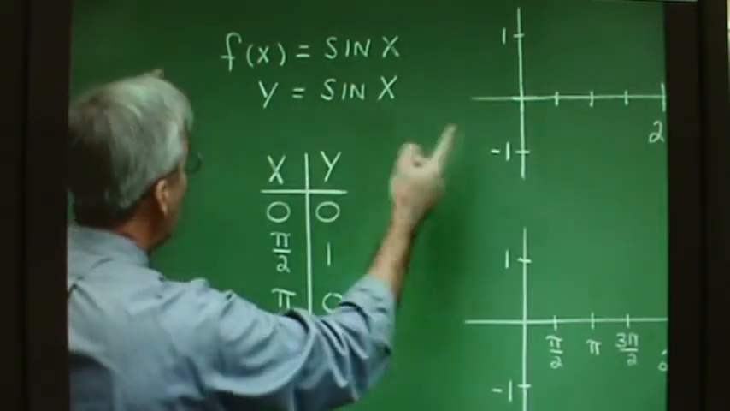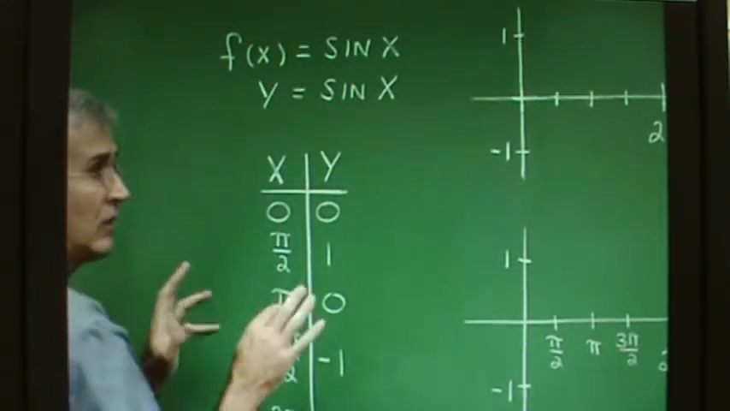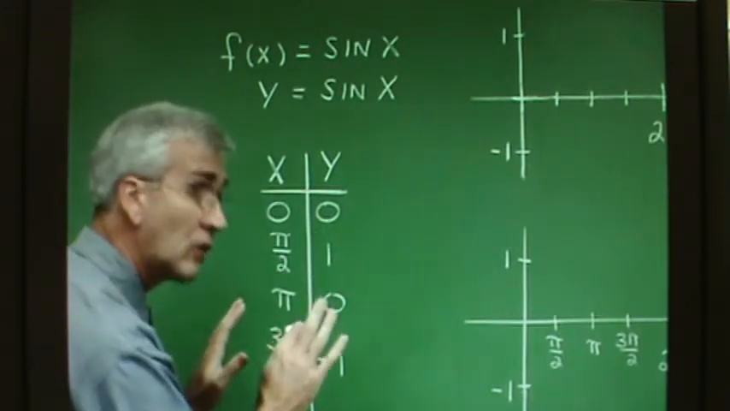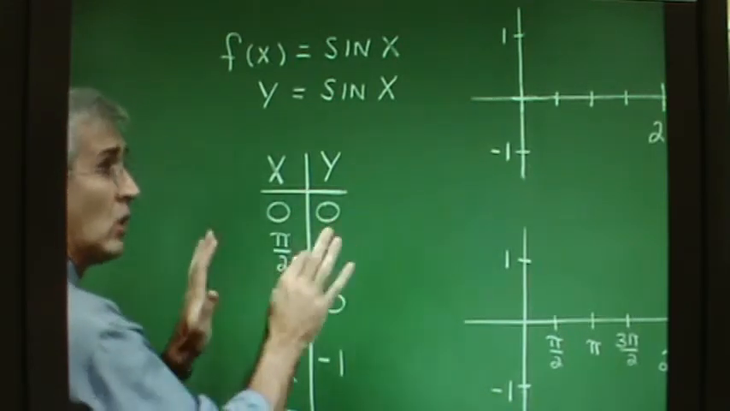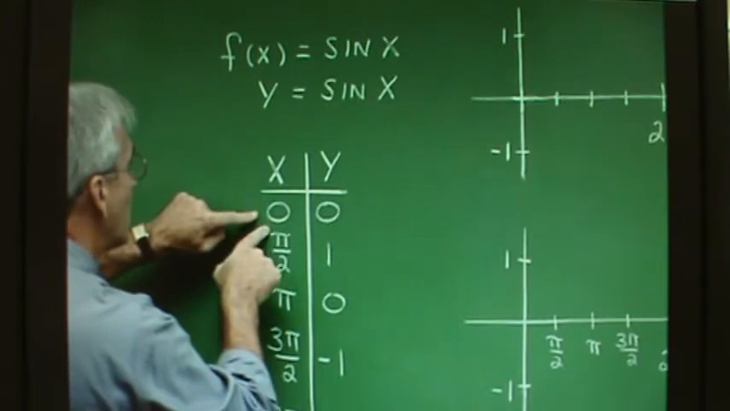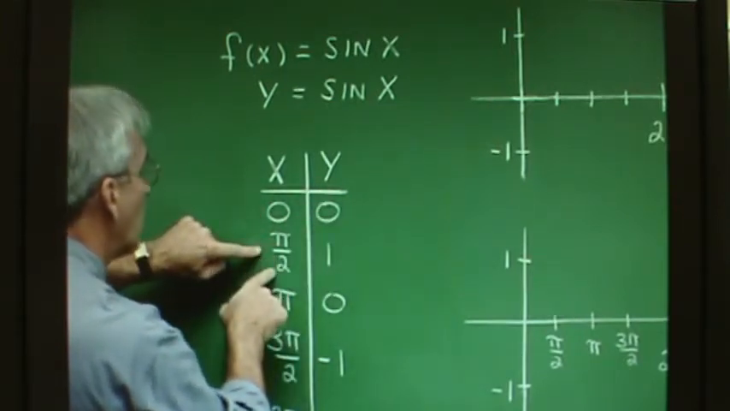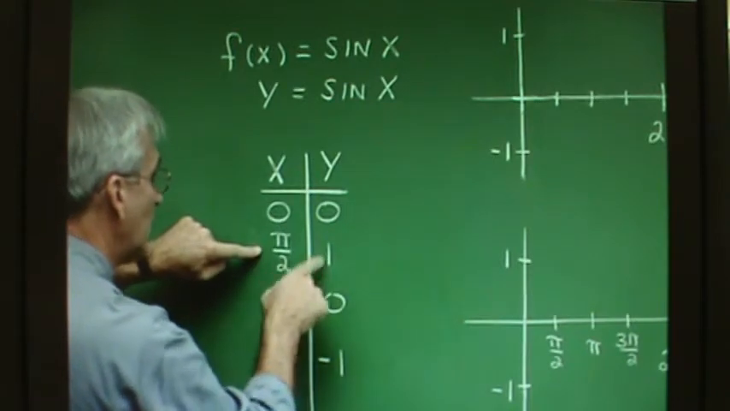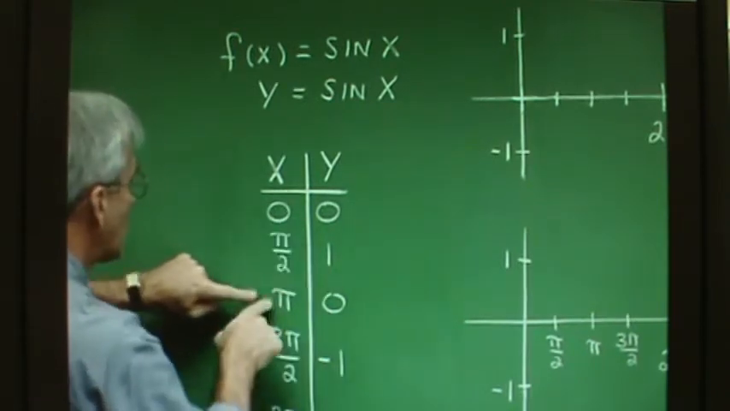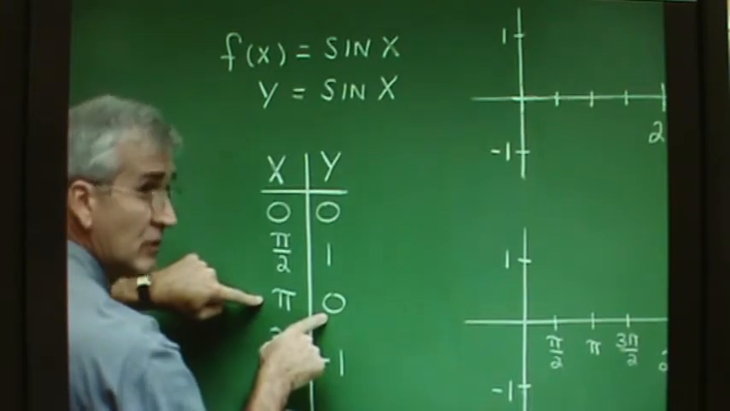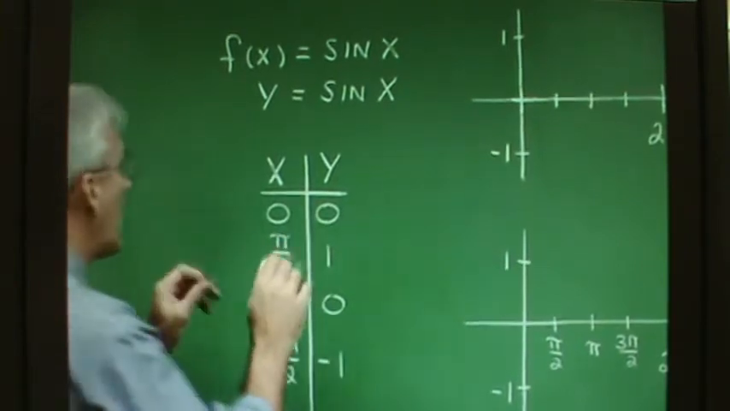Okay, so plugging in here, either using the calculator or studying this using the unit circle or using right triangles, we find that when x is 0, sine x, which is y, is 0. And when x is pi over 2, the sine of pi over 2 is 1. And when x is pi, the sine of pi is 0, and so on. Okay, let's plot the points.